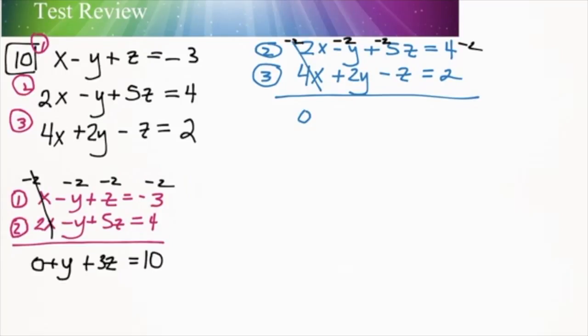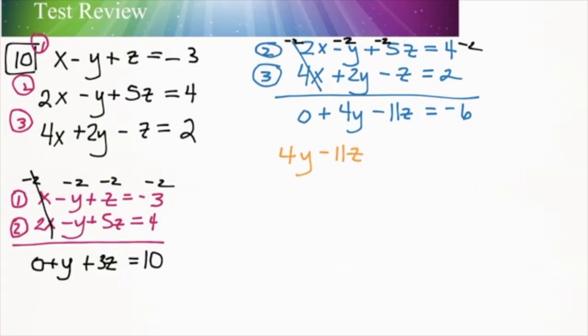So 4 minus 4 gives me 0. That's going to be a +2 plus 2 is 4y. And then that -2 times 5 is a -10. And -10 plus a -1 is -11. And then I've got -8 plus 2 is -6. Okay, so now I've officially gotten rid of all the x's.